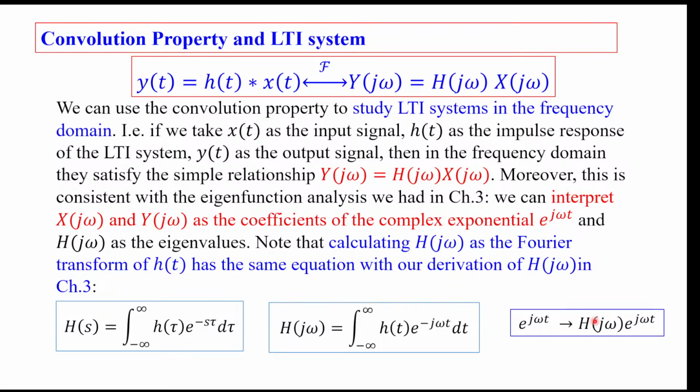Then by this eigenvalue equation, we know that the coefficient on output should be the coefficient on input times big H from here. Okay, and so this is analogous to what we had in chapter 3. We will say in chapter 3 we have BK equal to H times AK.